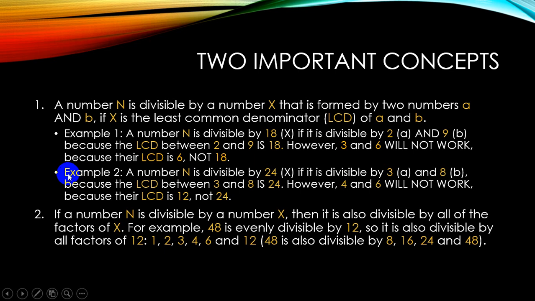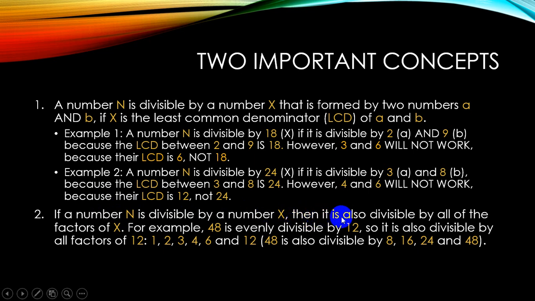Our second example, a number n is divisible by 24 if it is divisible by 3 and 8, since the LCD between 3 and 8 is 24 itself. 4 and 6, even though they multiply together to give you 24, will not work because their LCD is 12, not 24.